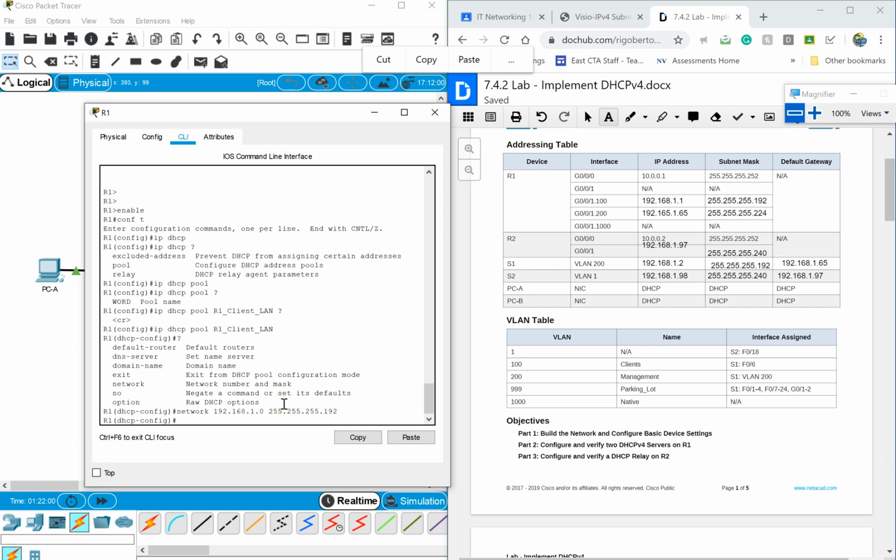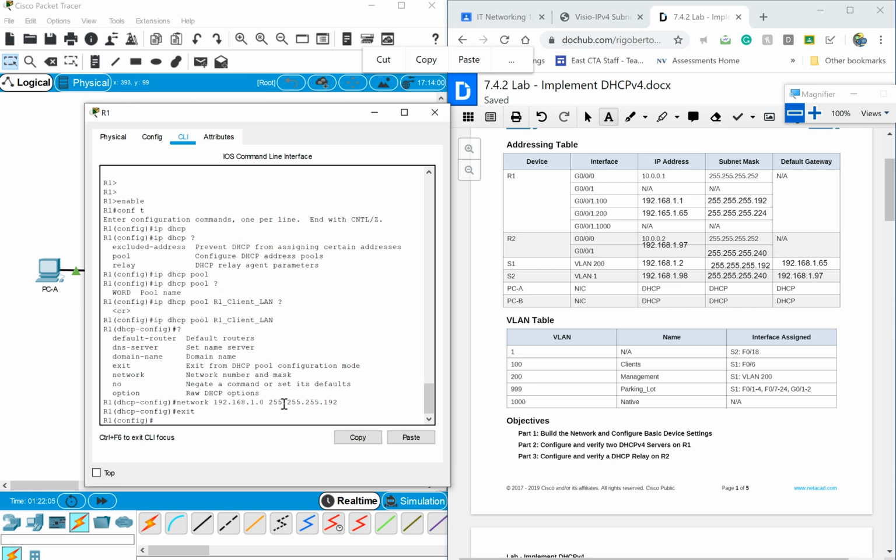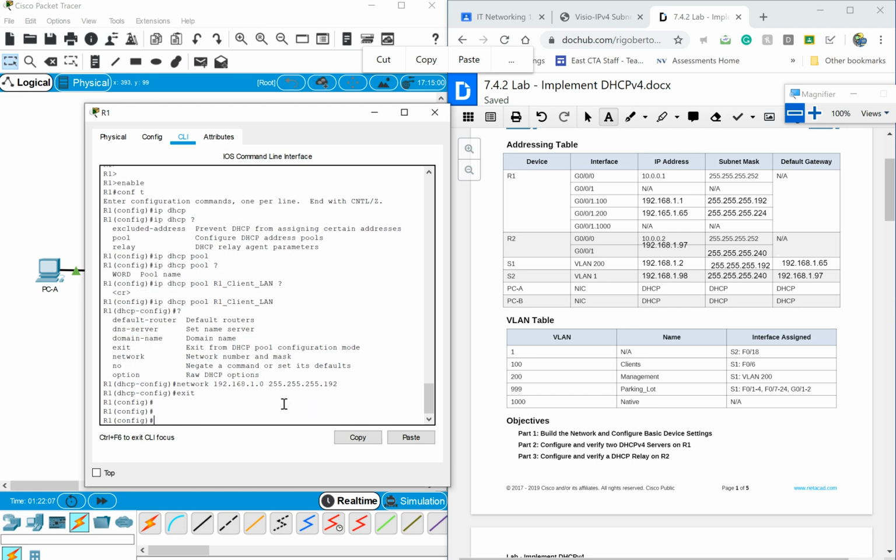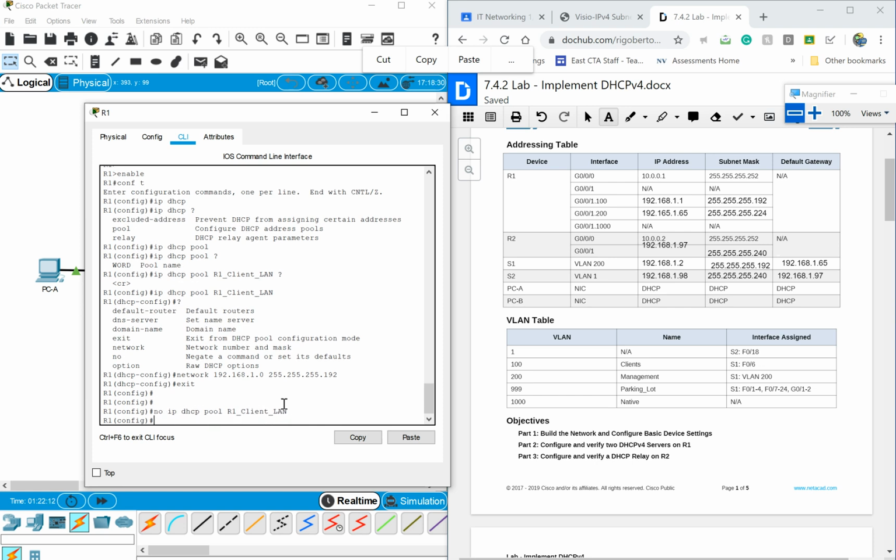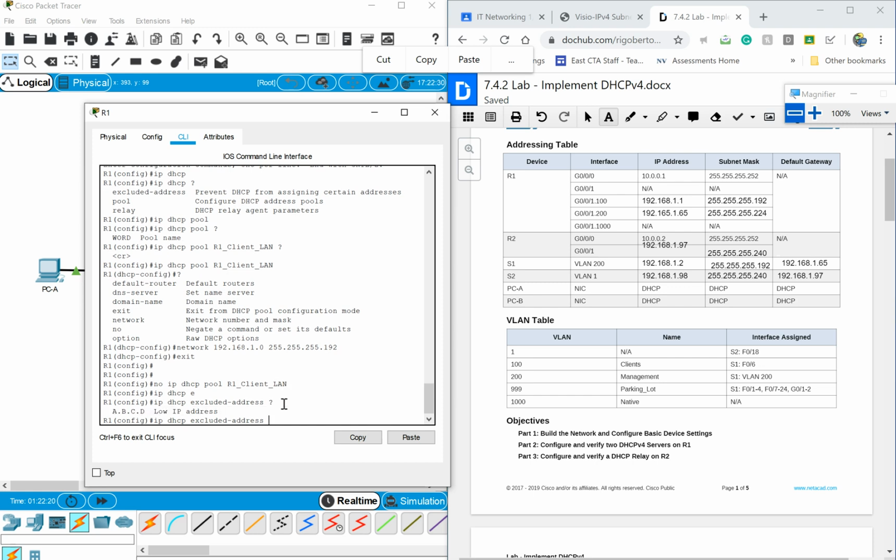And you know what? I forgot a crucial step before I started that. So let me exit out of here. Exit. And let me go back in here and let me get rid of this, because what I should have done is an excluded list. IP, I think it's DHCP excluded-address, right? So what I want to do is exclude the addresses first, and it tells me the first 5 addresses. So we're going to exclude number 1, 2, 3, 4, and 5.